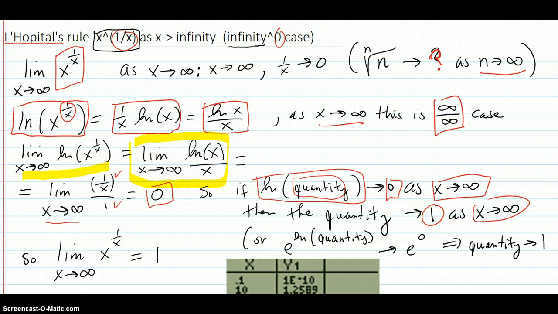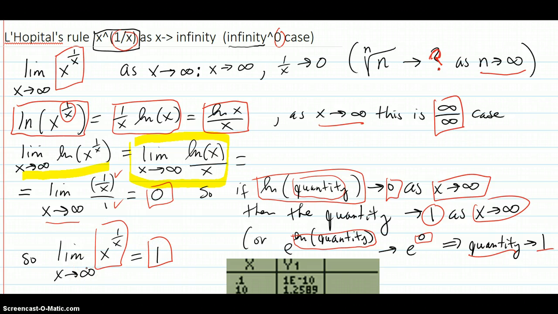Or another way to do that is, log of the quantity goes to 0, so e raised to that power goes to e raised to the 0 power, so the quantity will end up going to e to the 0, which is 1. So in other words, the quantity x to the 1 over x approaches 1 as x goes to infinity.